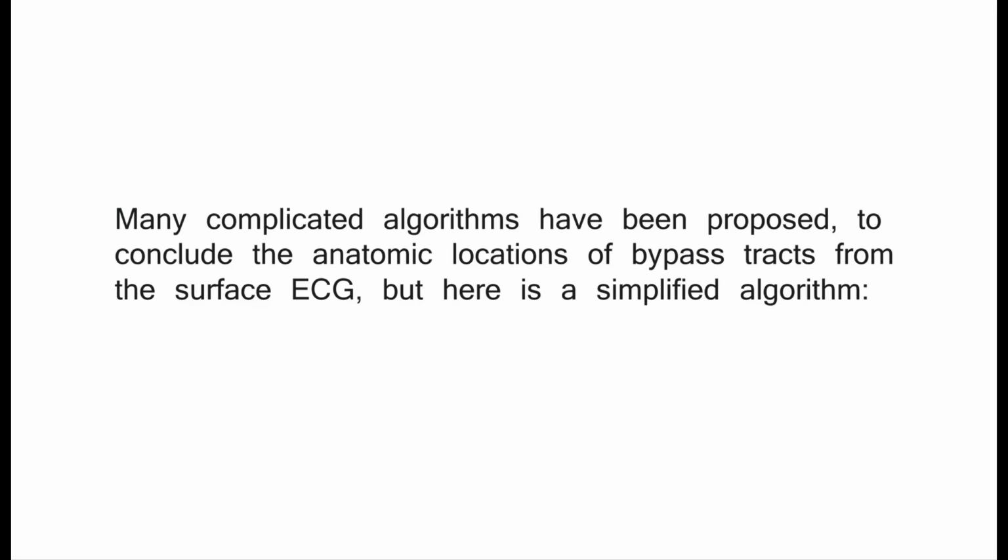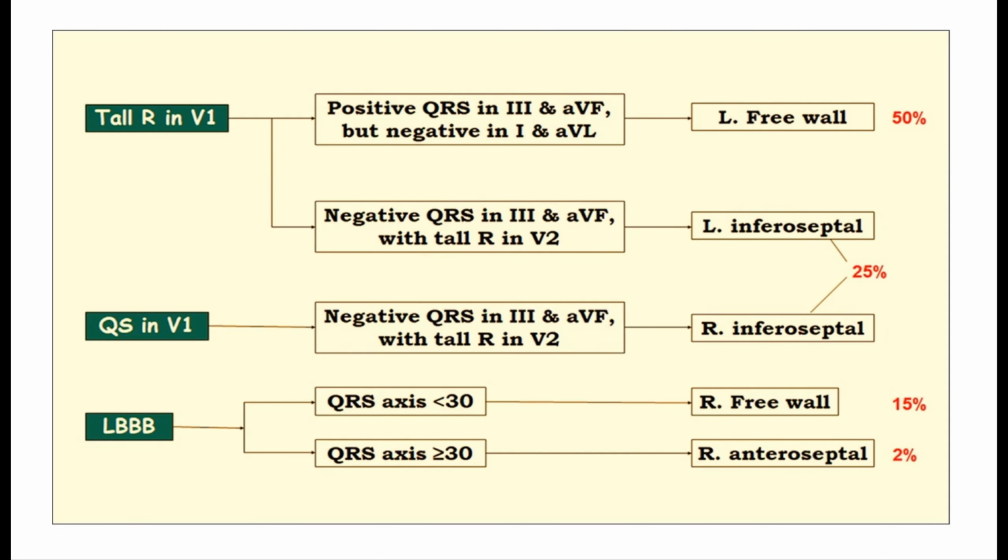Many complicated algorithms have been proposed to conclude the anatomic locations of bypass tracts from the surface ECG, but here is a simplified algorithm. Step 1, tall R in V1 indicates a left-sided bypass tract, either left free wall or left inferoseptal. If QRS complex is positive in leads 3 and AVF, this is a left free wall bypass tract. If the QRS complex is negative in leads 3 and AVF, this is a left inferoseptal bypass tract.